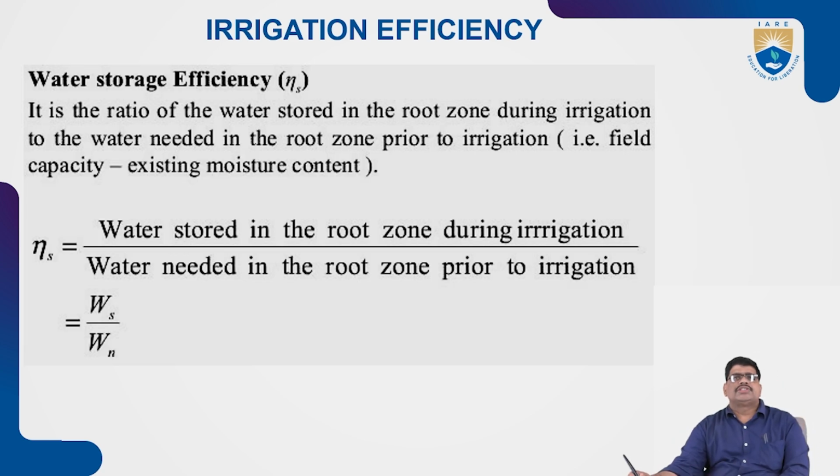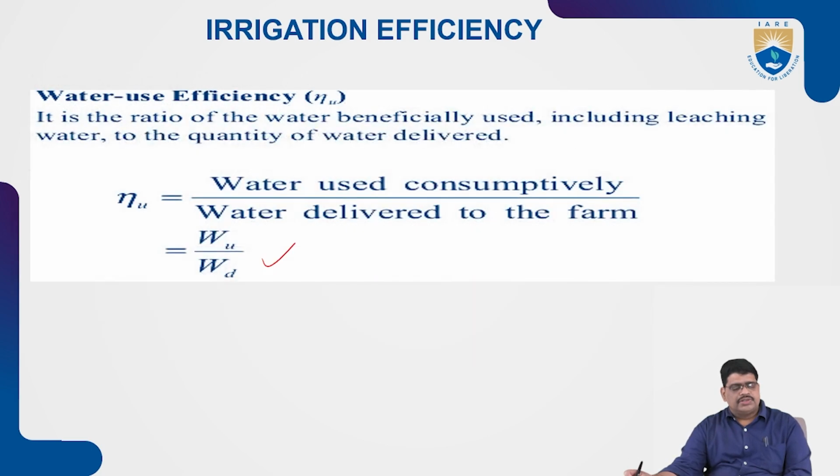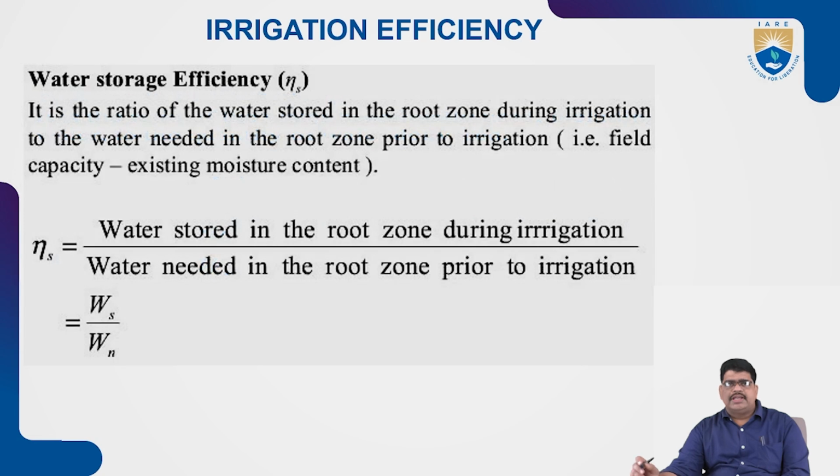Next, water storage efficiency. Water storage efficiency is the ratio of the water stored in the root zone during the irrigation to the water needed in the root zone prior to the irrigation, that is, the field capacity minus the existing moisture content. So Es is equal to water stored in the root zone during the irrigation divided by water needed in the root zone prior to the irrigation.